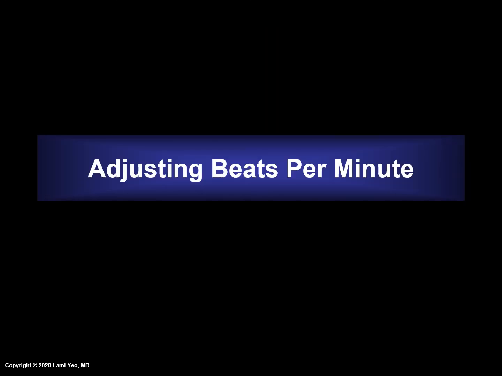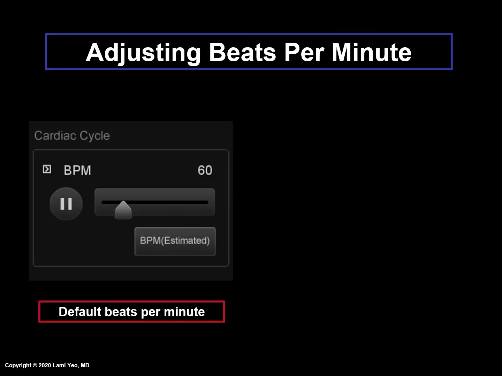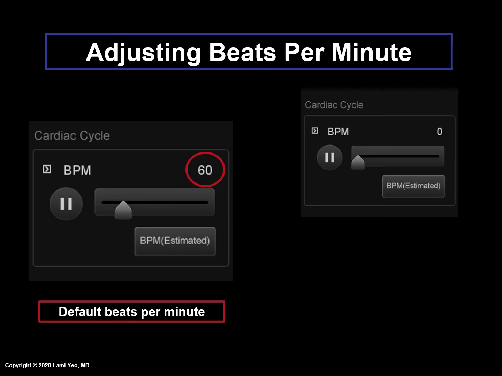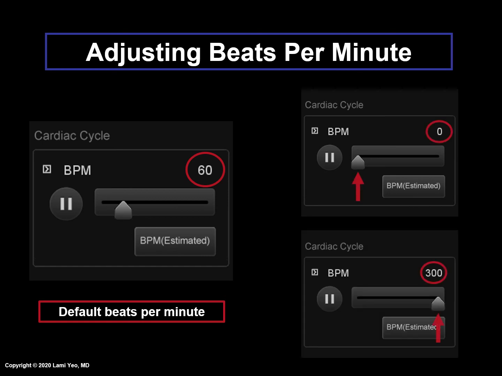FINE allows one to also adjust the cardiac beats per minute. The default is always set to 60 beats per minute. We did this on purpose because this is a comfortable heart rate to view and assess the cardiac diagnostic planes. However, the rate can be adjusted all the way from 0 to 300.